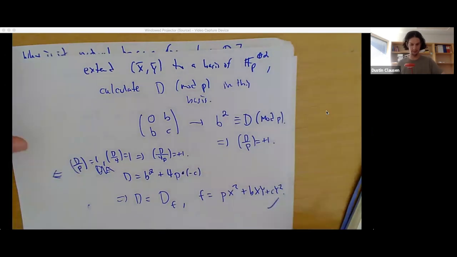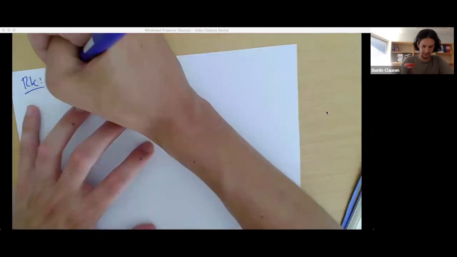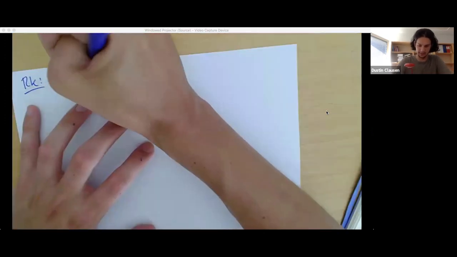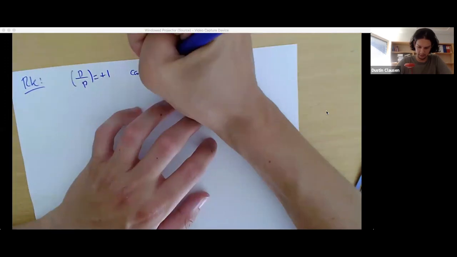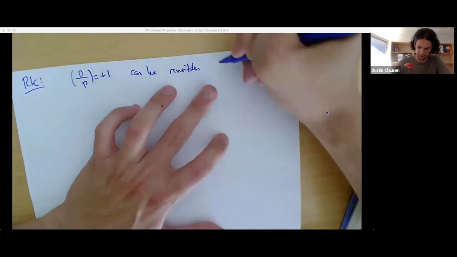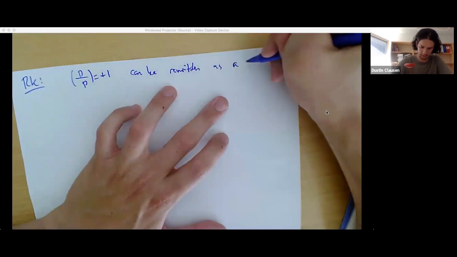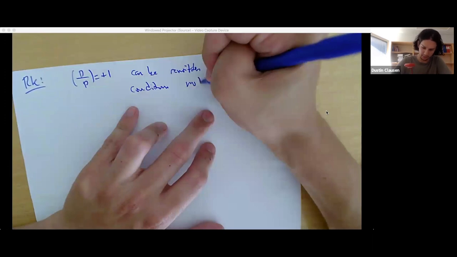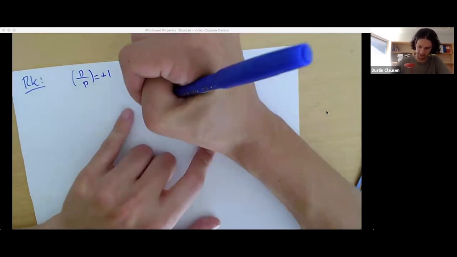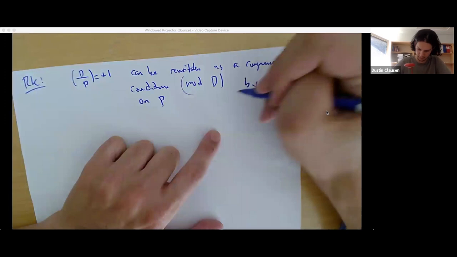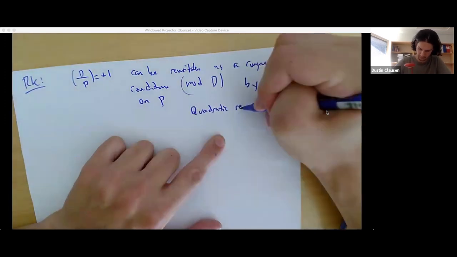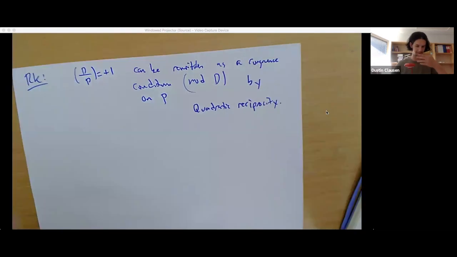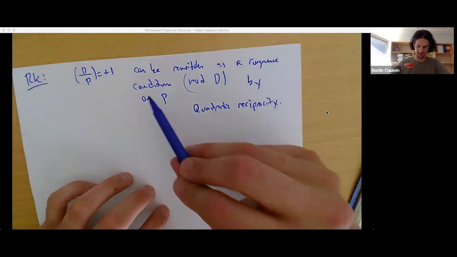All right. So let me make a remark. This condition we had, that (D/p) equals plus 1, can be rewritten as a congruence condition on p modulo D by quadratic reciprocity. So you have to break up into cases according to whether D is 0 or 1 mod 4. But in the end, you find that indeed, in all cases, you get a congruence condition mod D.